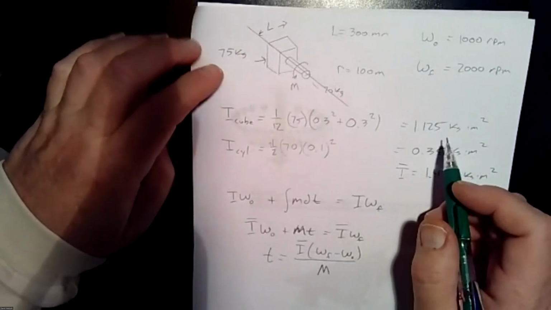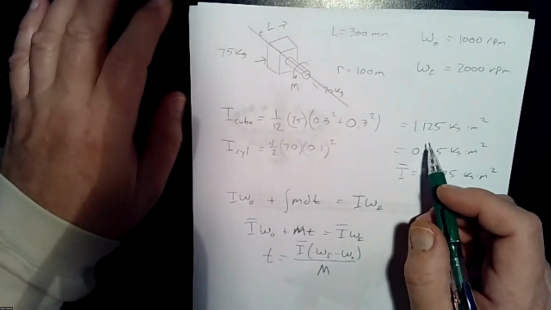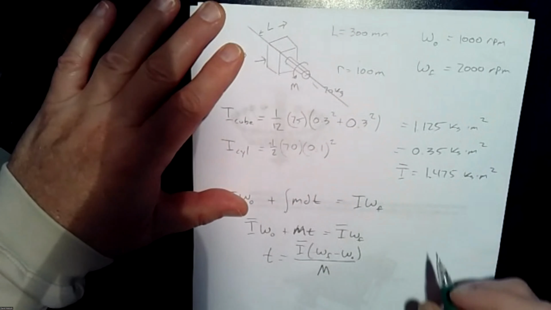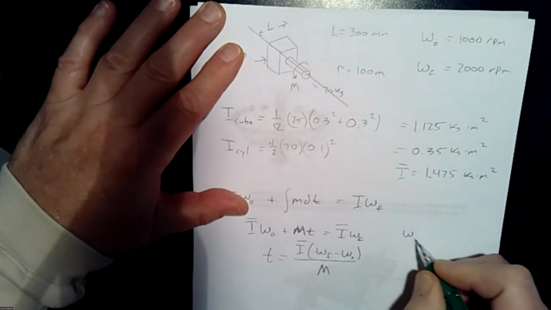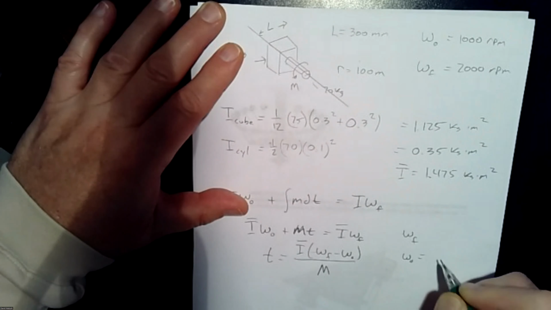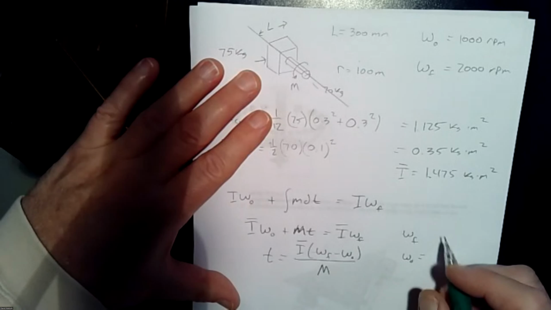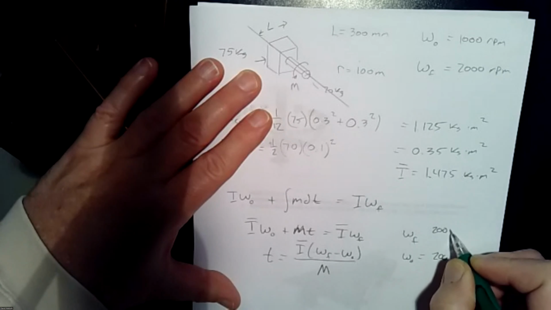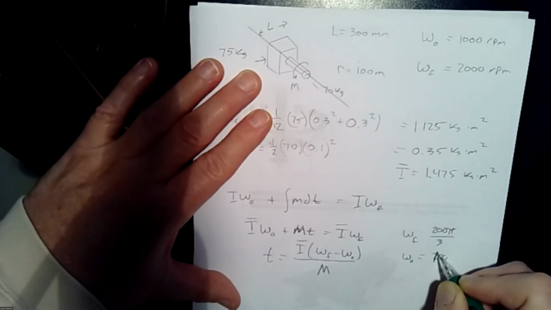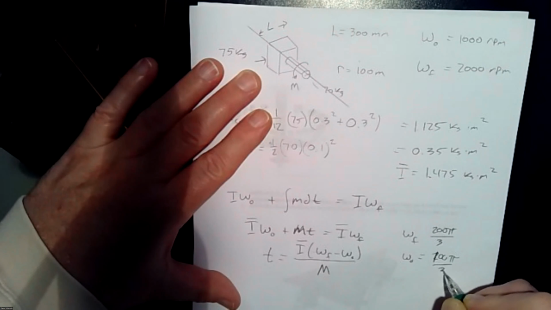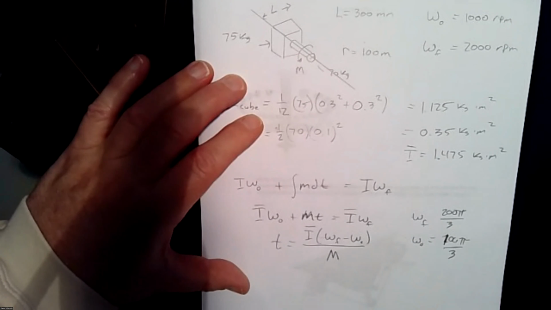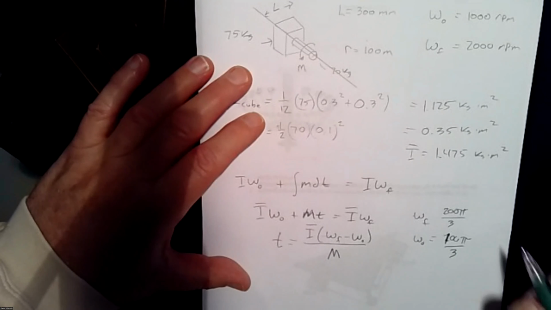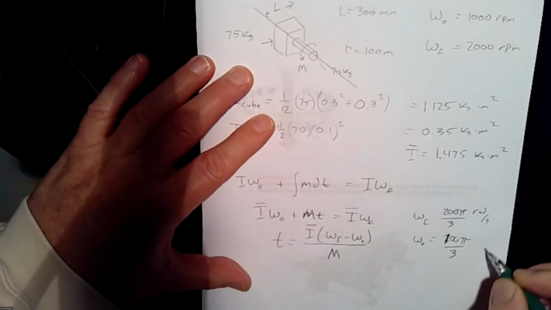So 1000 RPM, we know we can convert that with 2 pi. So we know that omega final and omega naught are going to be 200 pi over 3, and this is going to be 100 pi over 3. There we go. So 100 pi over 3 radians per second from RPMs.